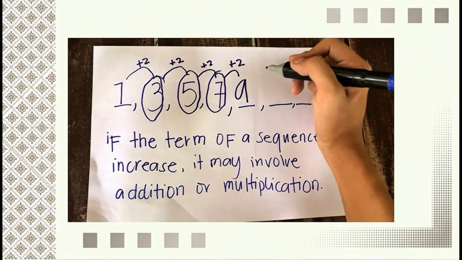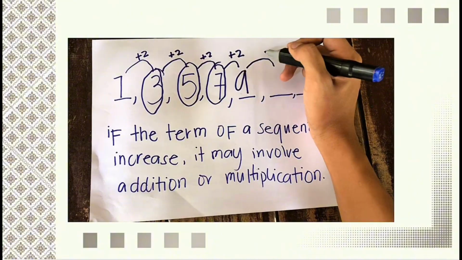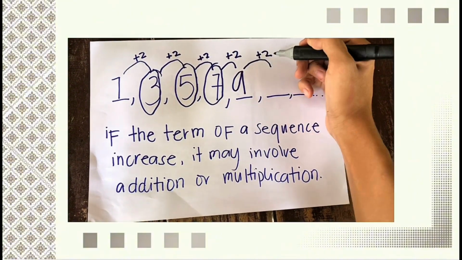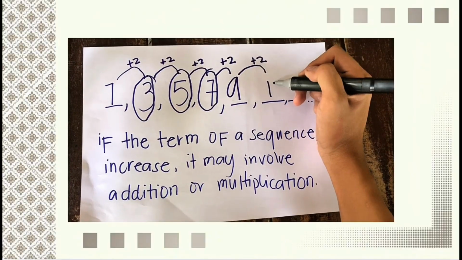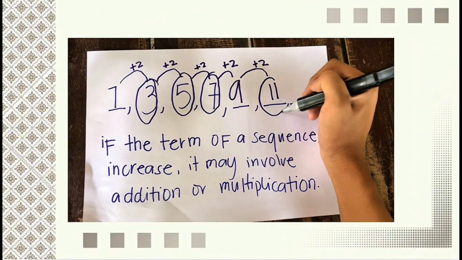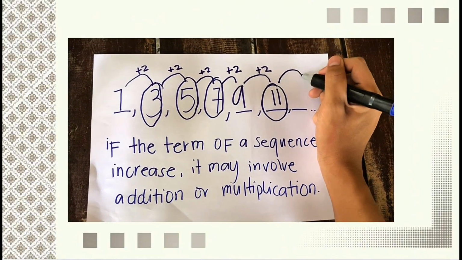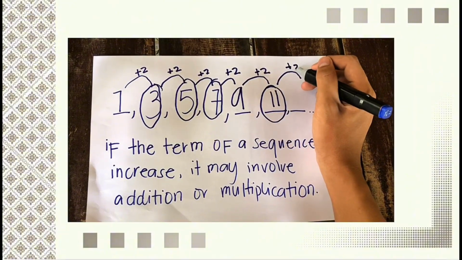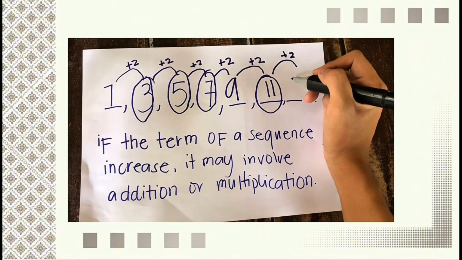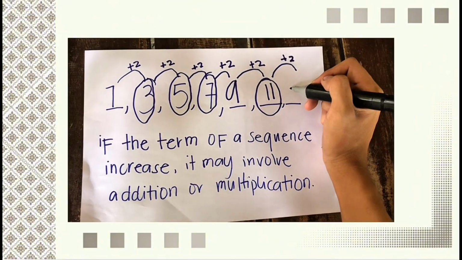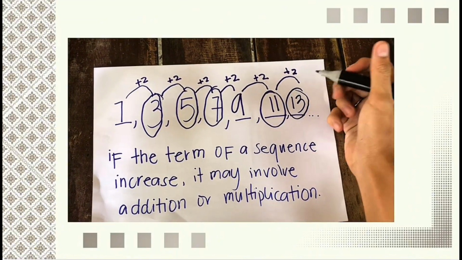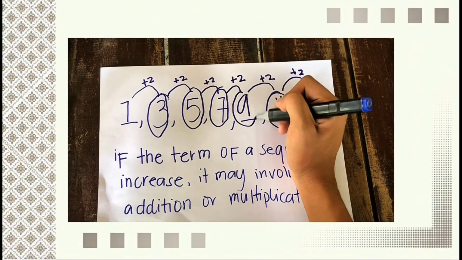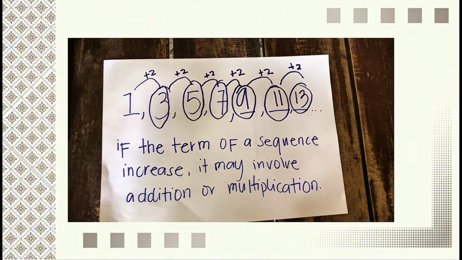I wrote the 9 on the first space. So 9 plus 2 is equal to 11, so that's why I put 11 on the second space, and for the last space, 11 plus 2 is equal to 13, so that's why I circled 13. To simplify, just add the common difference to the previous term to get the next term.